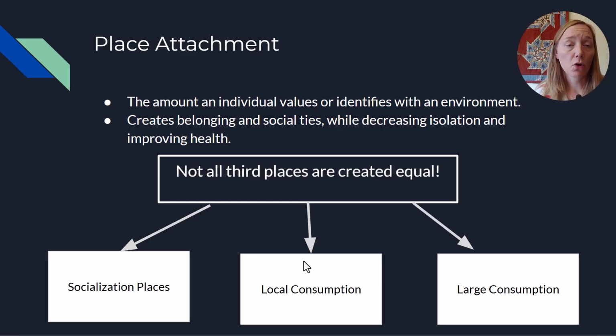And the last one is large consumption, and that's thinking about places like Target, Walmart, Costco, Safeway, anywhere you go that's kind of big chain, big brand. That's a large consumption area, and those are going to be the least effective at increasing your togetherness, your sense of belonging, your sense of acceptance. You're not going to get a lot of decrease in loneliness there. It's an opportunity to socialize, but that is not the main goal of that place. So you're going to have less place attachment to it.